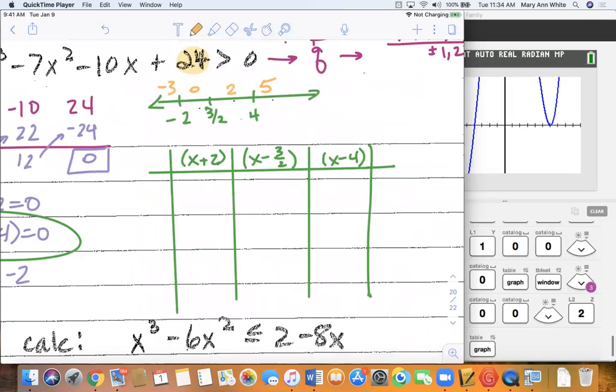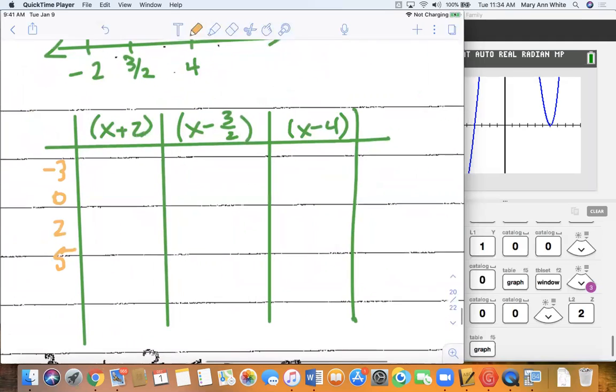It was not in factored form, so I had to use my PRRs and my synthetic division and then factor in order to get my zeros. Then I put them on a number line, then I'm putting them in a sign chart. Now I'm checking for all the signs. Negative 3, 0, 2, and 5.